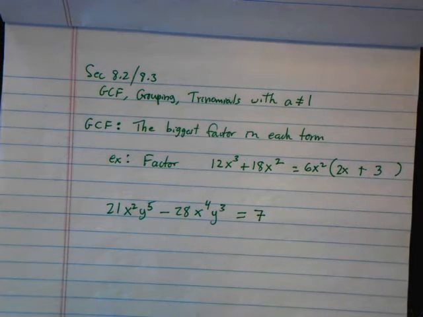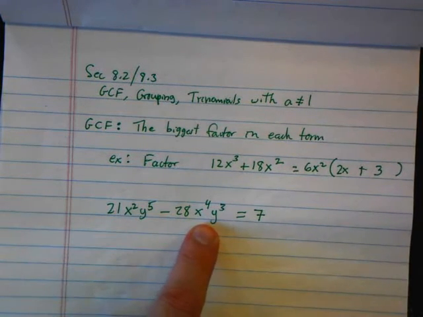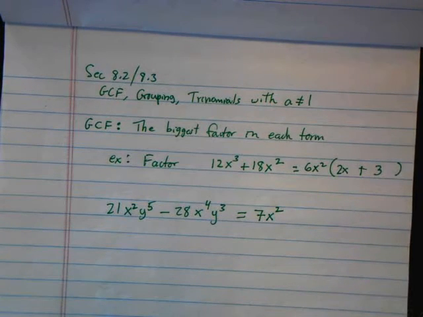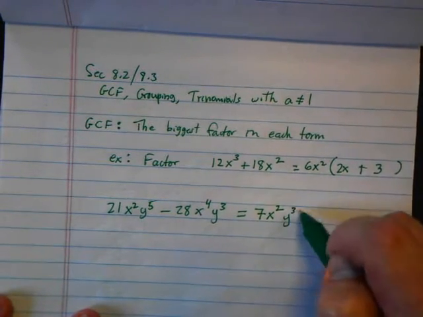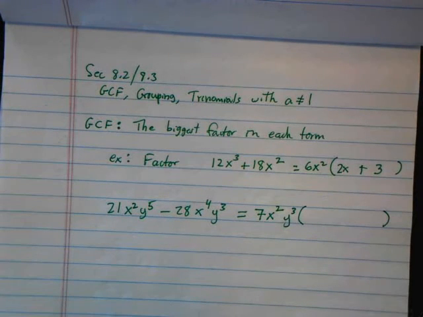You look at your x's. What do your x's have in common? 2. You always look at the smaller one. This one's an x squared. That one's an x to the 4th. The smaller one is the x squared. How about your y's? Y cubed. That one has 5. That one has 3. Y cubed. What's left over?